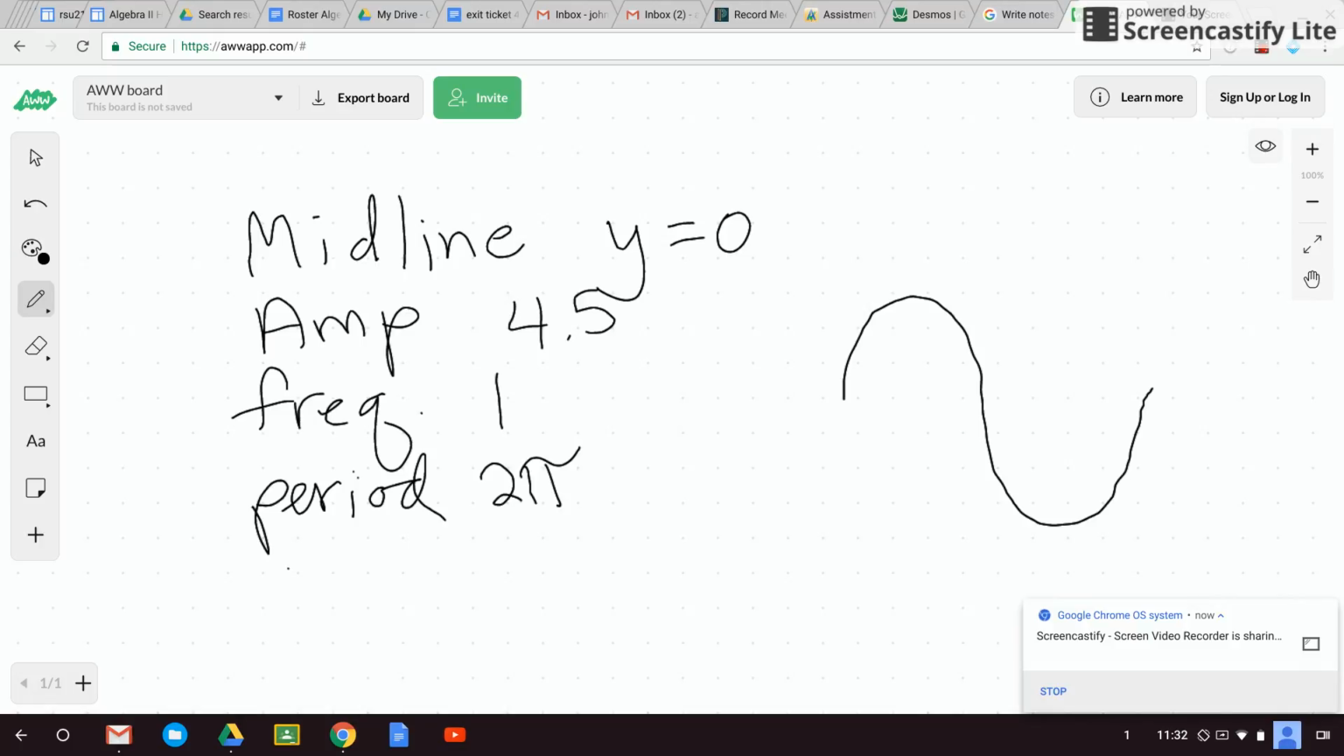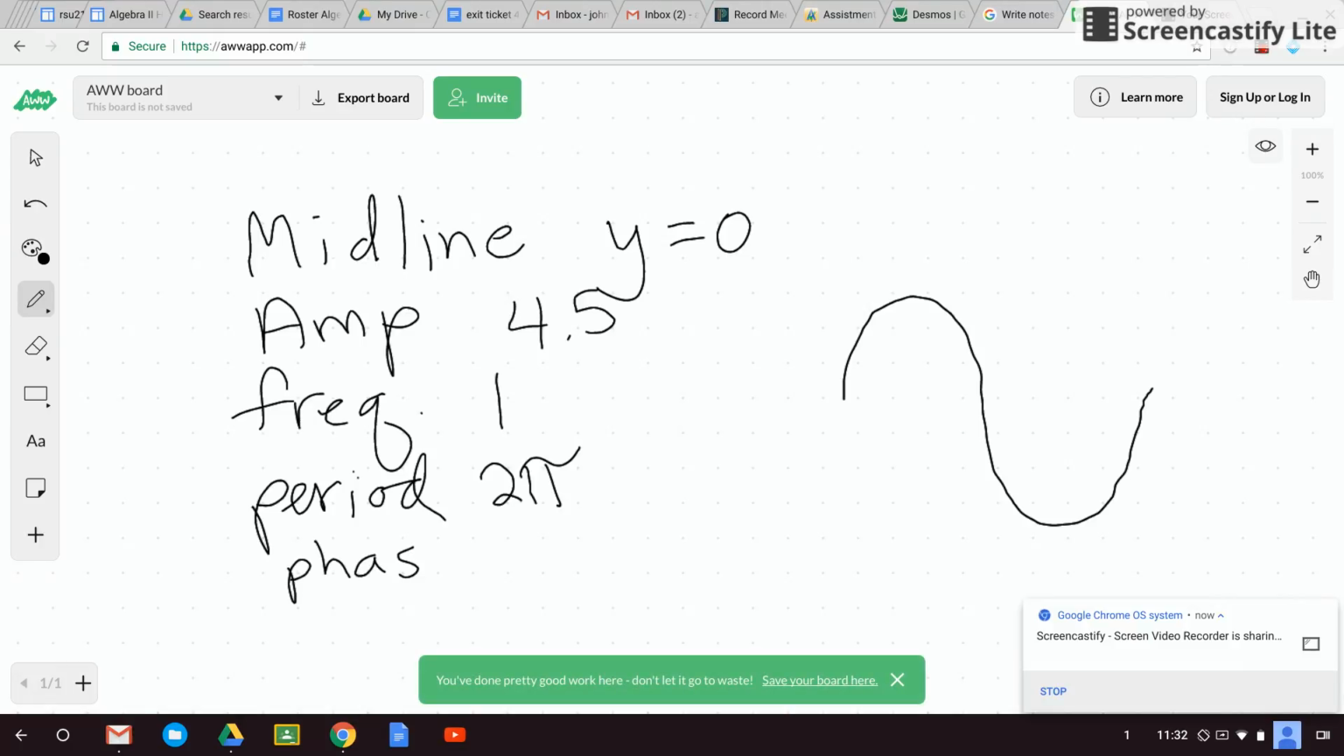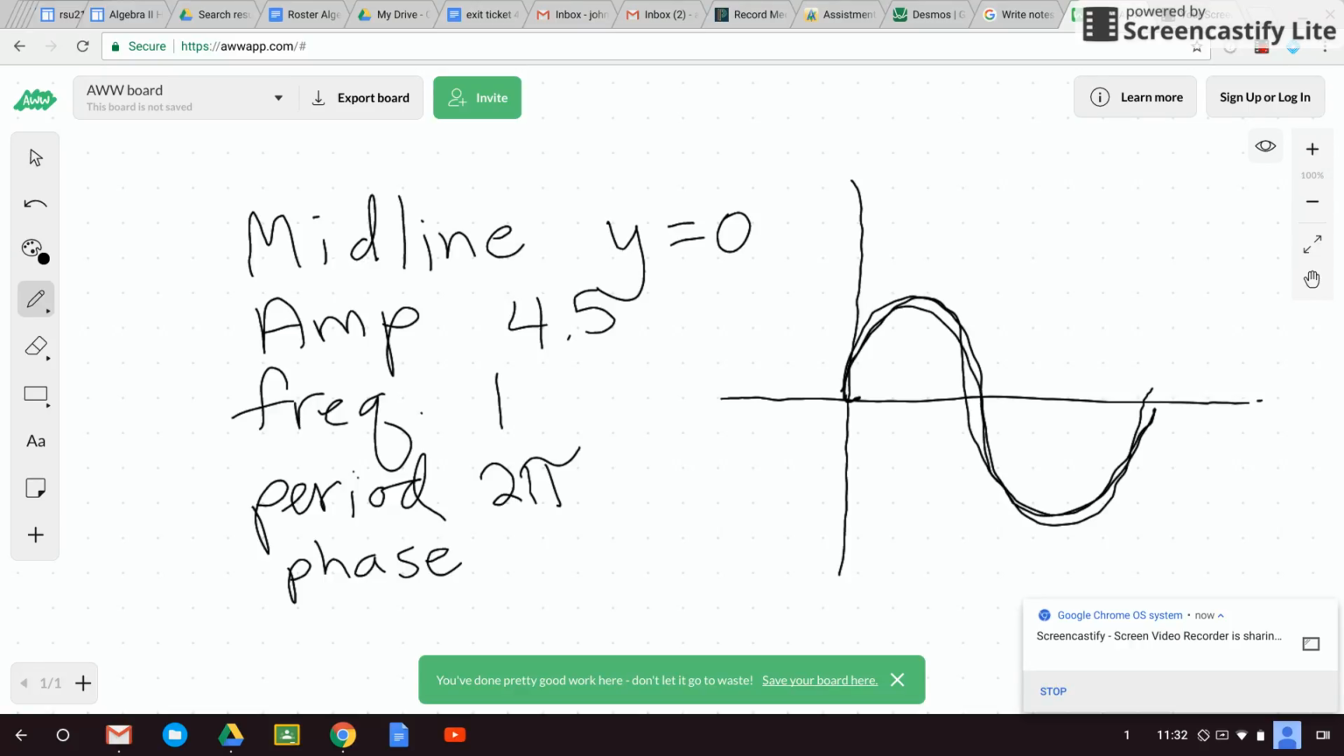Really, the last thing we need to talk about is the phase shift. And so to talk about the phase shift, what I want you to do is just look at your graph to the right of the origin. If it has this basic shape that you see here, there's no phase shift. And so when you look at your graph, it looks like that, so there's no phase shift.